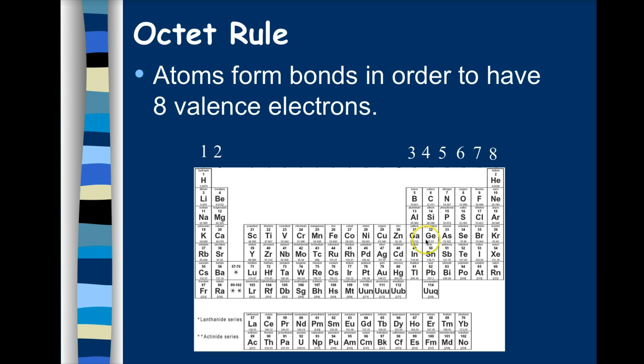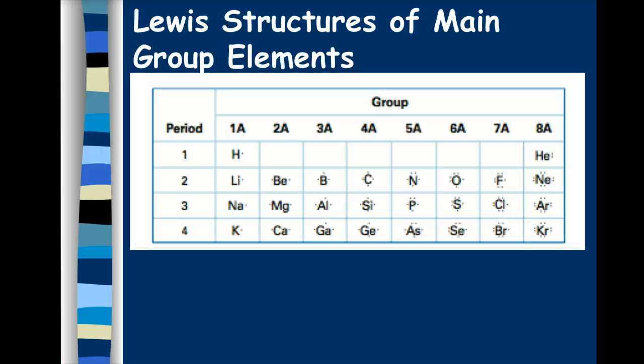The carbon family has 4 valence electrons. The nitrogen family has 5. The chalcogens, or the oxygen family, have 6 valence electrons. The halogens have 7 valence electrons, and the noble gases have 8 valence electrons, except for helium, which only has 2 valence electrons.